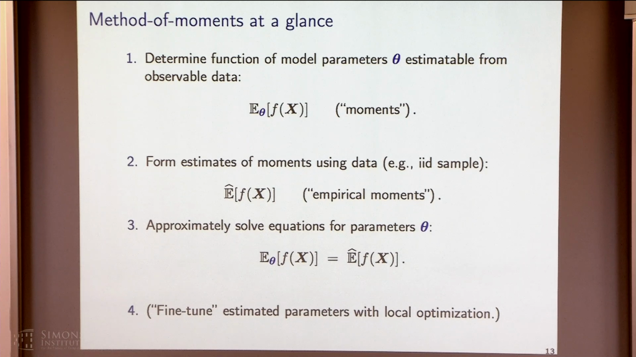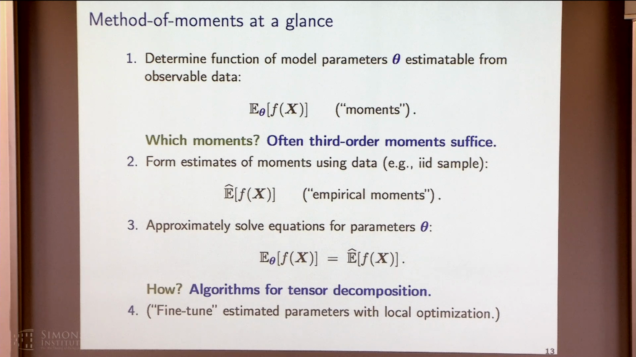Now, of course, you have to ask, first of all, which moments should we look at, and how do we actually solve these equations? In this talk, it turns out that for a lot of the models we want to consider, fairly low order, perhaps third order moments will suffice. And the way we solve them will be to write these things down as some kind of approximate tensor decomposition problem. And there are efficient algorithms for finding these decompositions.